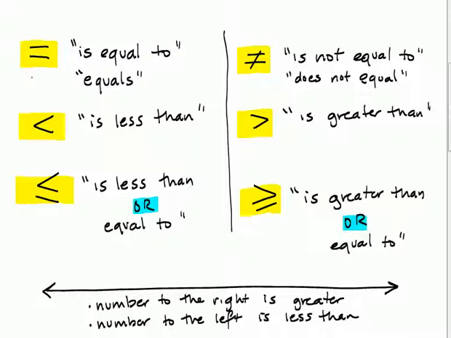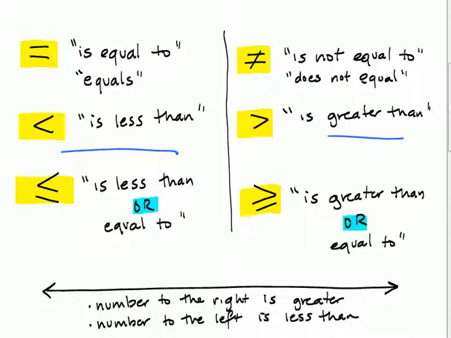Obviously this one is equal to, or you can say equals. This one, when it points to the left, you would say is less than, and a variation on that theme, when it has the little line underneath it, it means it can be less than or it can equal. Likewise, over here on the right, when you put a slash through that equal sign, it indicates it's not equal to, or you can say it does not equal.